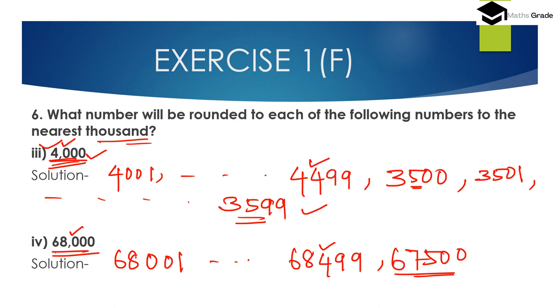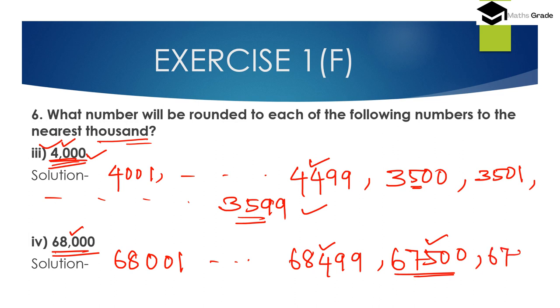Here the hundreds place value digit is 5, which is equal to 5, so we have to add 1 to the thousands place value digit. Here 7 changes to 7 plus 1, that is 8. So 67,500 rounded off to the nearest 1000 will be 68,000.